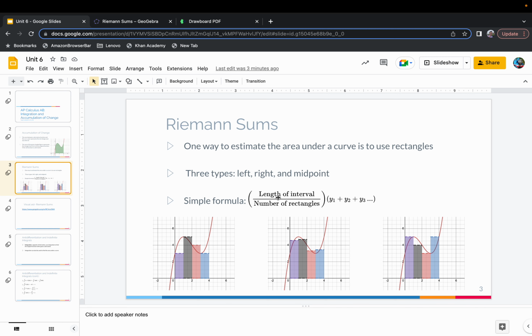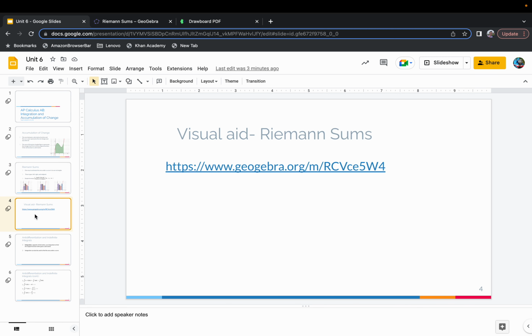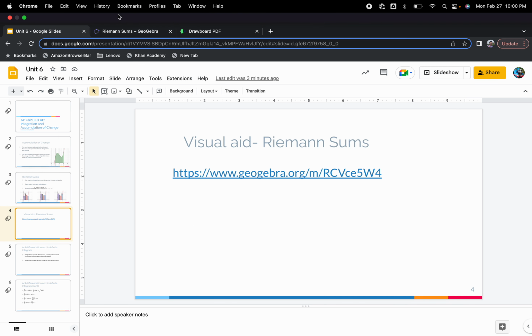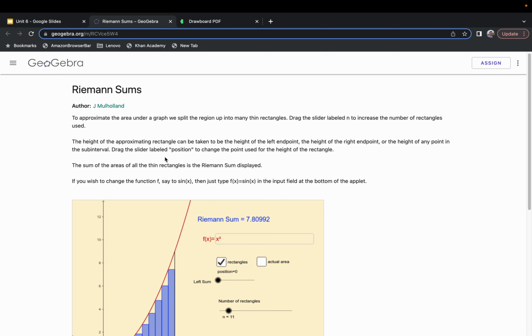And yeah, so this is the analytical formula of it. The length of your interval divided by your number of rectangles is going to get you your base, times your first y value, your second y value, your third y value. It should be something you can visualize in your head depending on which one you're doing, or you can just draw a picture and find the area that way.